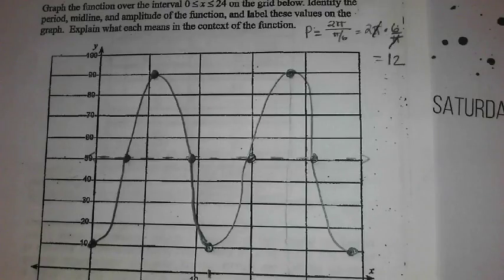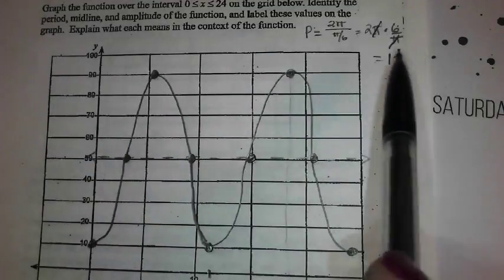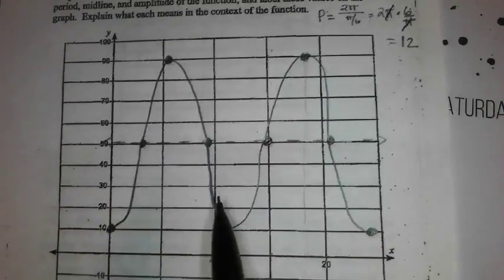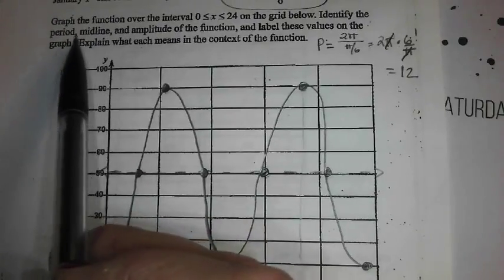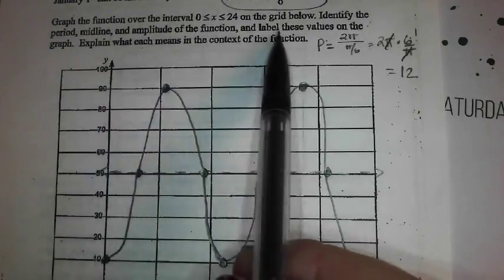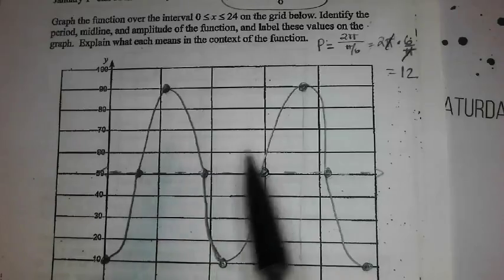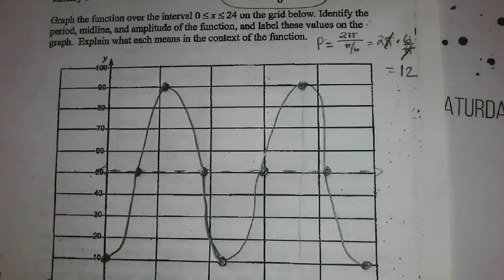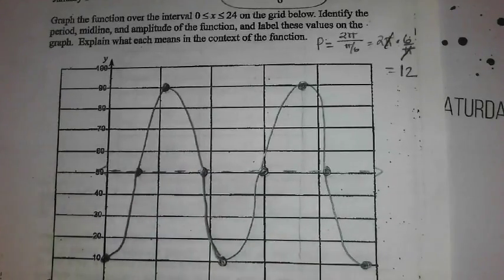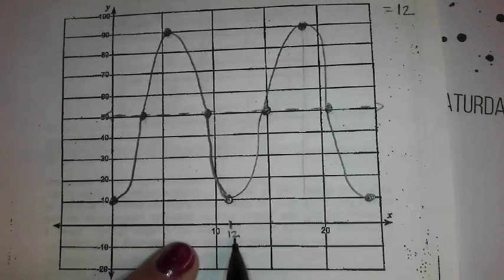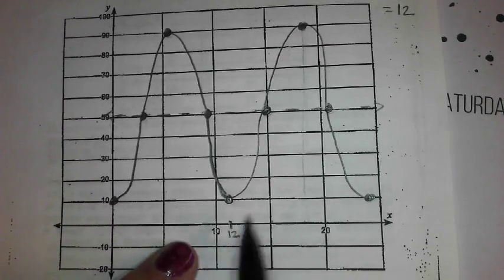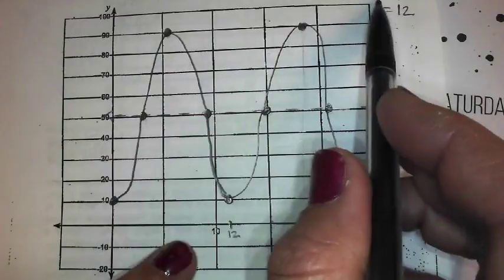Okay? It said to identify the period. We already did that. Period is 12. Midline, oh God, sorry, I just saw more. Period, midline, amplitude, and label these values on the graph. So, 12, there I've labeled my period. And explain what each means in the context of the function.